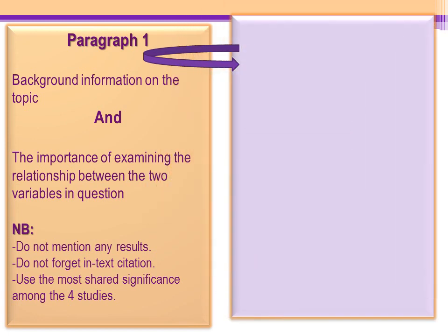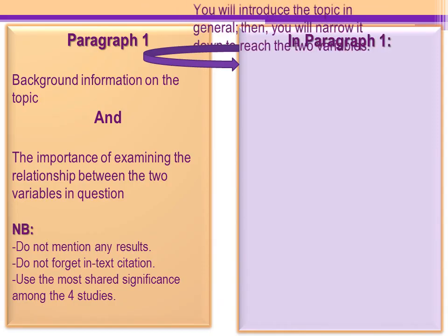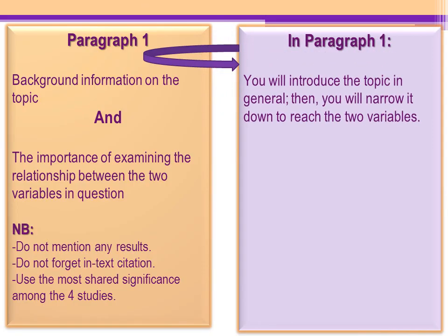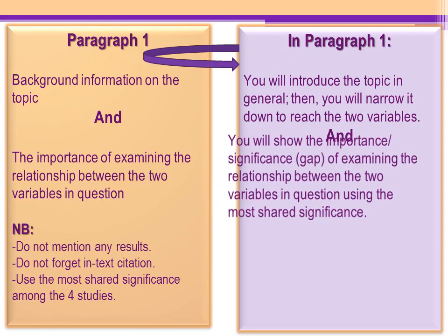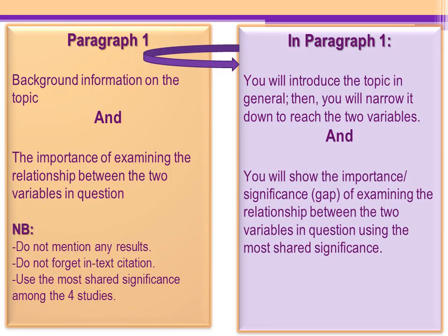In order to achieve that, you're going to introduce the topic in general, then you'll narrow it down to reach the 2 variables you're working with. Then you'll show the importance, significance, or gap of examining the relationship between the 2 variables in question using the most shared significance. Again, remember not to mention any results and not to forget in-text citation.